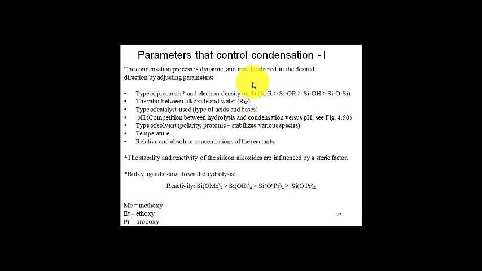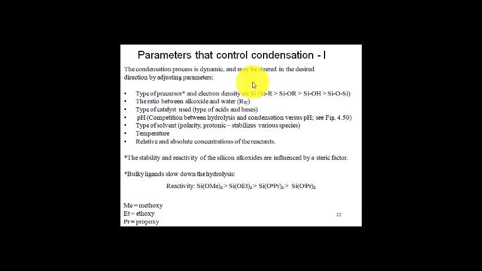This is a simple reaction when using silicon alkoxide. Acid or base must be used to catalyze the reactions. So this is a simple reaction showing condensation and hydrolysis. There are different parameters that control condensation: condensation 1, condensation 2 and condensation 3. The condensation process is dynamic and may be steered in the desired direction by adjusting parameters.